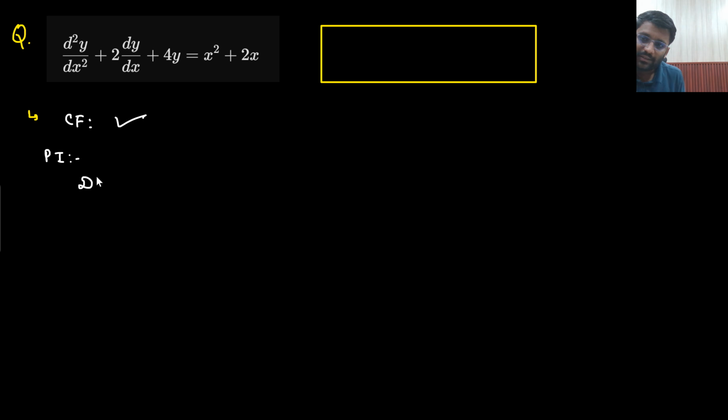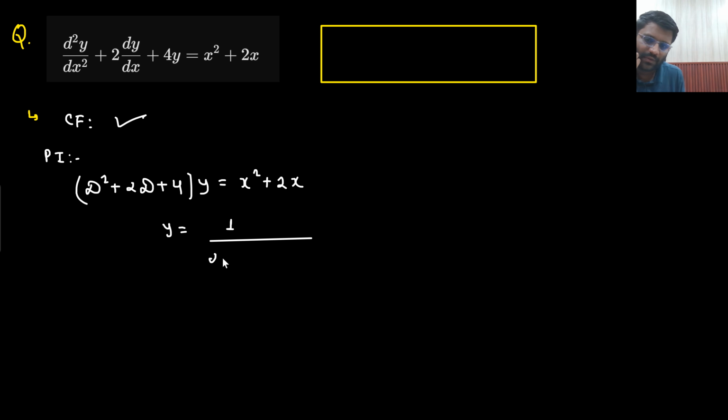So d square plus 2d plus 4 into y equals x square plus 2x, right? So what will be the value of y? y will come out to be 1 upon d square plus 2d plus 4 into x square plus 2x.